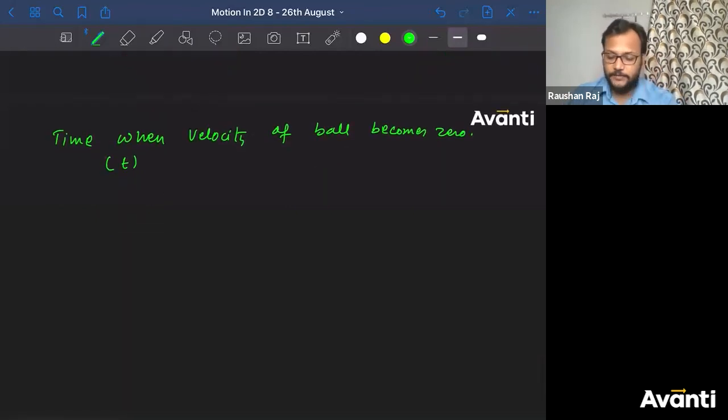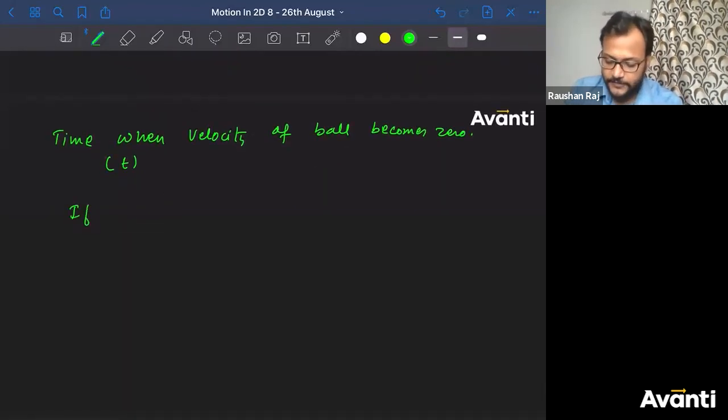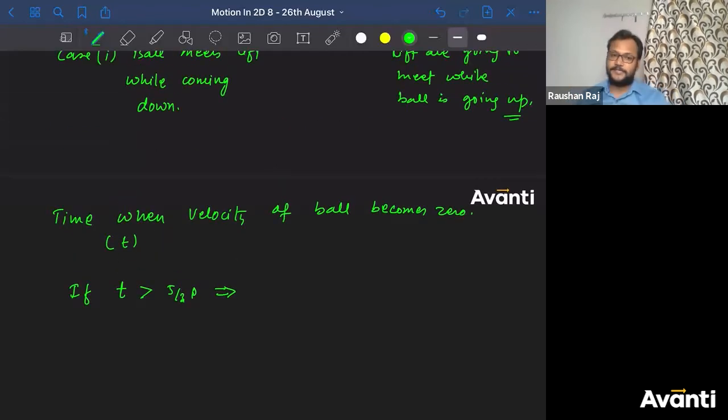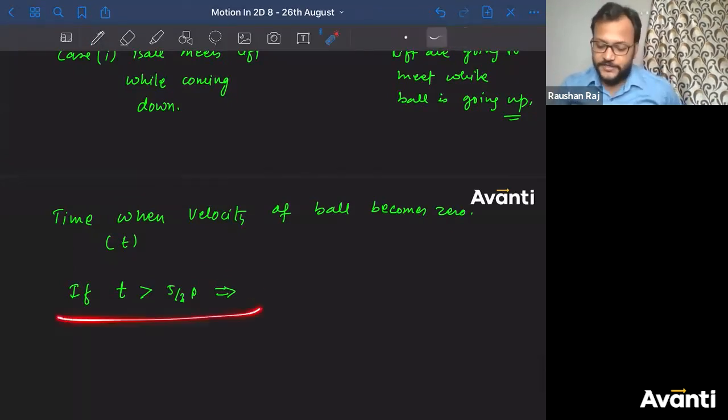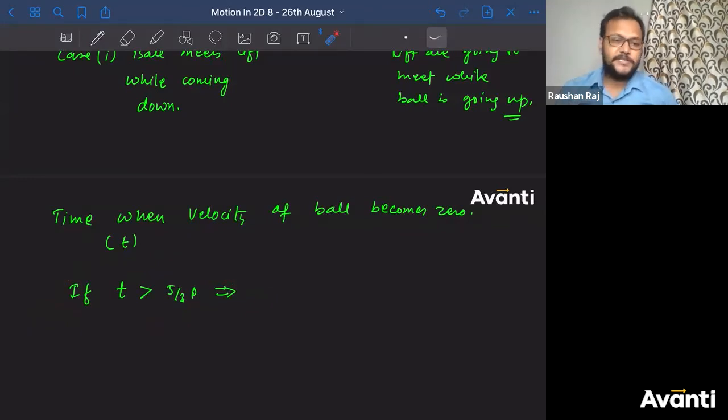Now I'm giving you these two conditions. If t is greater than 5 by 3 seconds, tell me what is the meaning of this. Guys, these things are very, very important. If you know how to analyze this, you will enjoy physics. If t, the time taken by the ball to reach maximum height or to have a velocity of 0, is greater than 5 by 3 seconds, what is the meaning of this?